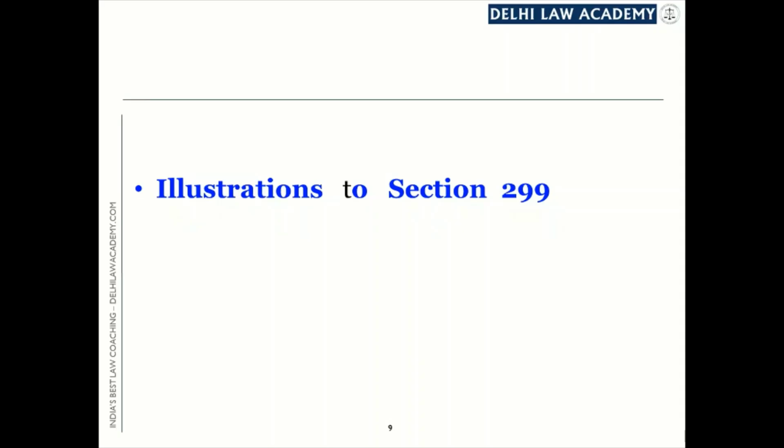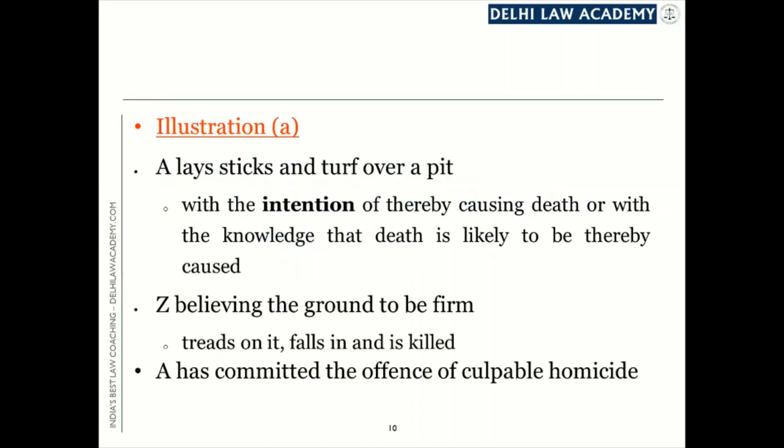I shall now explain two of the more important illustrations appended to section 299. Here is the first illustration. A lays sticks and turf over a pit. This is the act which he does, laying sticks and turf over a pit. And what is the mens rea? He has the intention of thereby causing death, or he has the knowledge that death is likely to be thereby caused. So he does this act with this intention or knowledge. Z, believing the ground to be firm, treads on it, falls in and is killed.